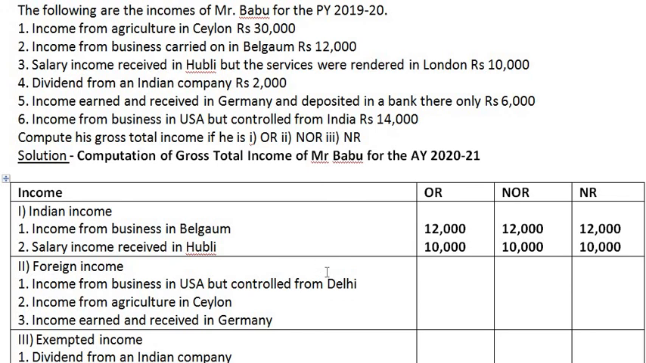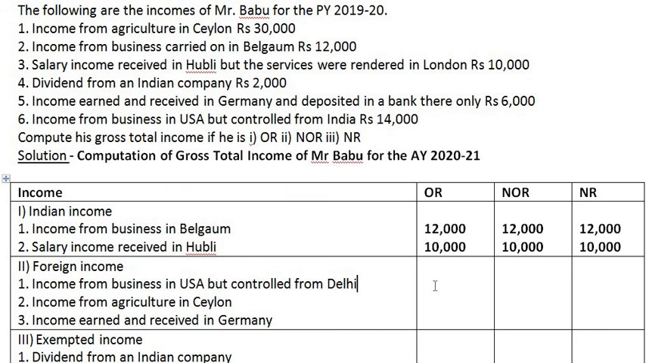Once we are done with this, just check if there are any other Indian incomes. There were only 2 Indian incomes given in the sum, which we have taken. Coming to the next part, foreign income. When we are solving the sum, do not go as per the question given, but go as per the format that we have learned. First comes Indian income, then foreign income.